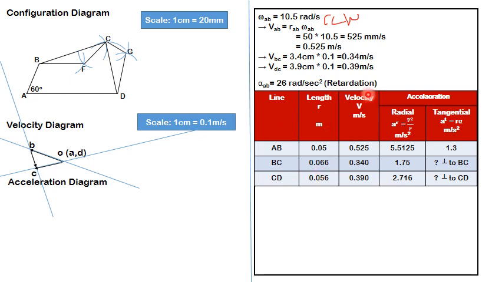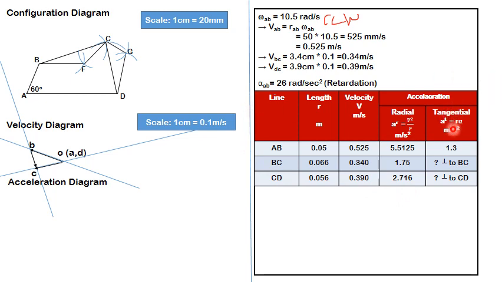Their lengths have been mentioned, their velocities have been mentioned. Length is given in the problem statement. Velocity we just calculated. VAB, VBC, VDC, we have calculated, and I have mentioned the same here. Now, the radial component of acceleration is expressed as v square upon r. That is nothing but this column square divided by r. So 0.525 square divided by 0.05 gives me the radial component of link AB. Similarly, I have calculated the radial component of acceleration for BC and CD. That's fine.